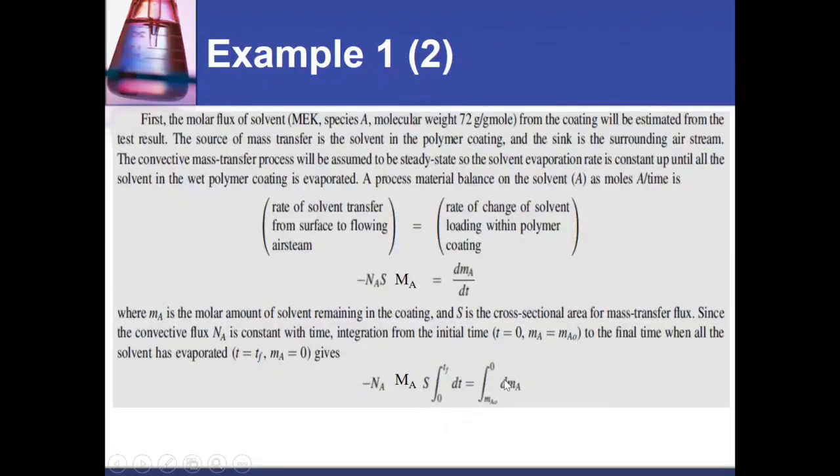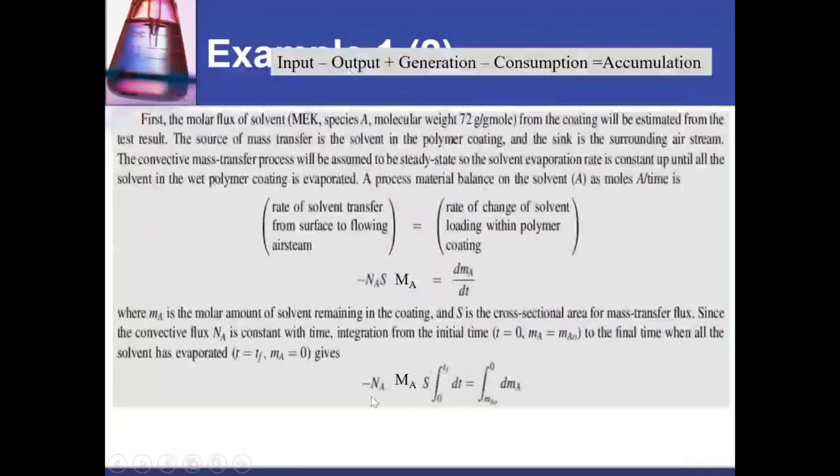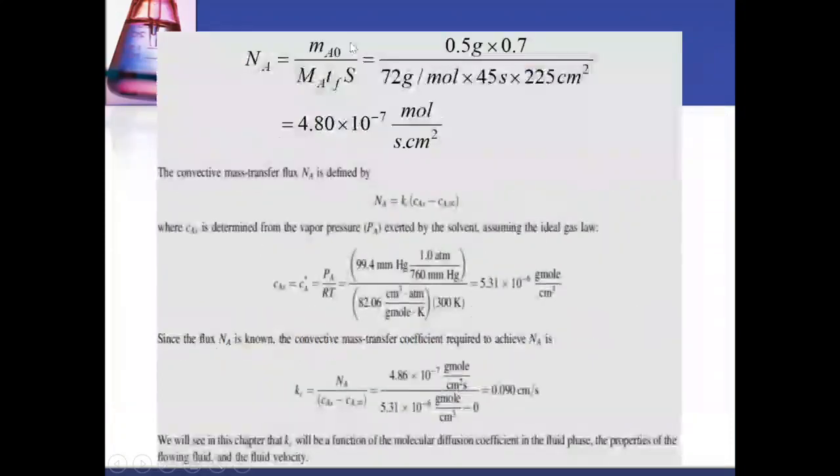So it will be T final, and this will be minus Ma0. And then you divide, so you'll have minus here, minus Ma0, and this will be minus. So the minus will cancel, and you have Ma0 equal Na times Ma times S times T final. So you get Na equal Ma0 over Ma Tf plus times S.